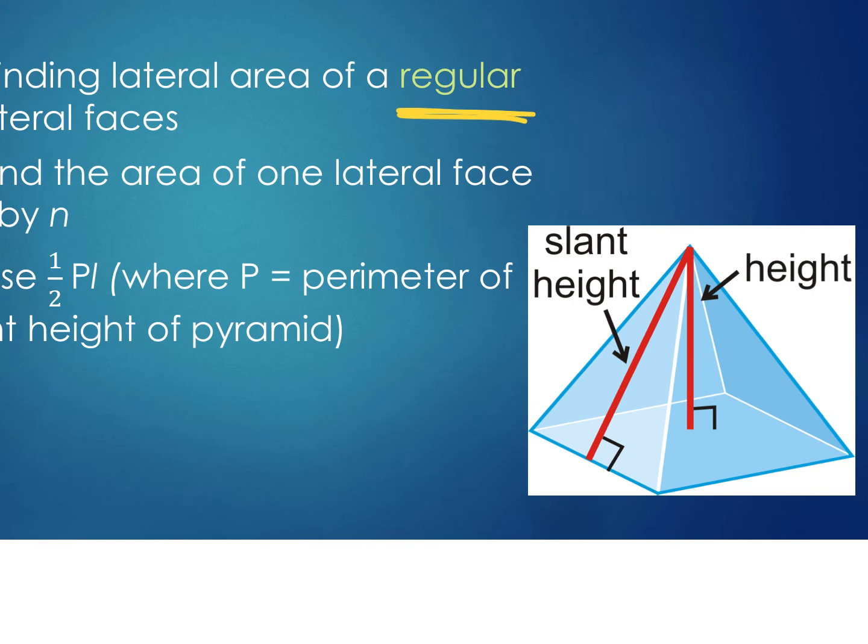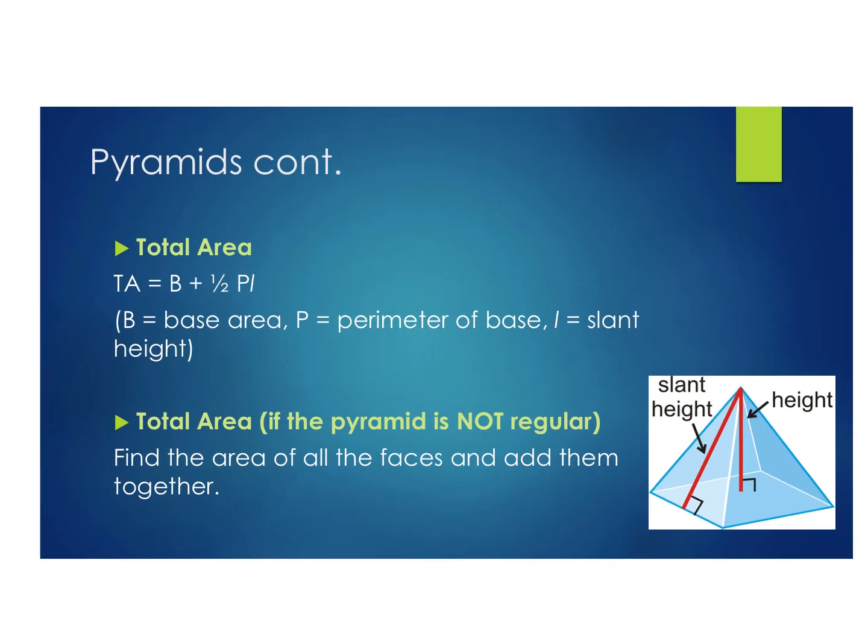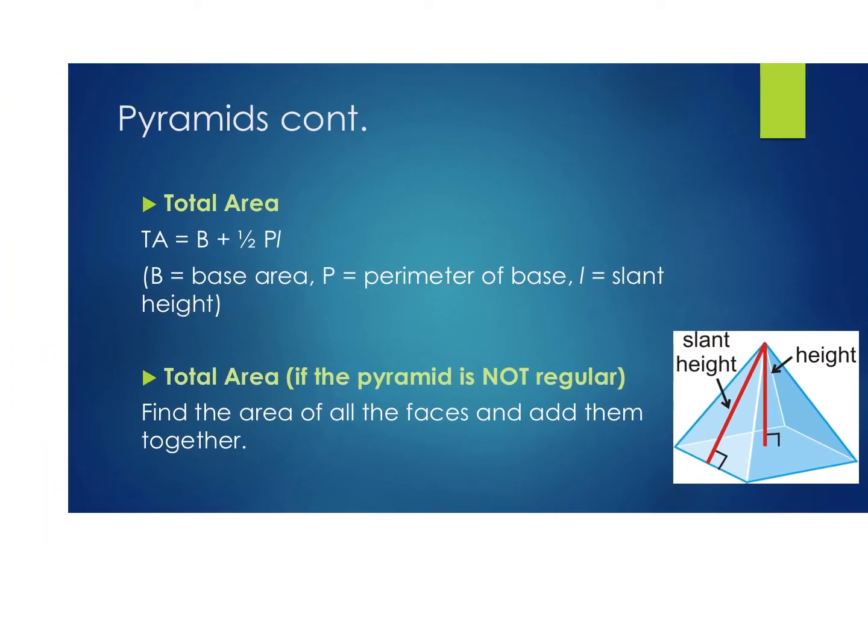Now, before we do that, let's talk about total area. For the total area, you're going to do the previous slide and use either method 1 or 2 to find the lateral area, then find the area of your base, and then add them together. Now again, if your pyramid is not regular, then all you're going to do is find the area of all the triangles on the top, and then the shape of the base, and then add them up. So let's try an example.